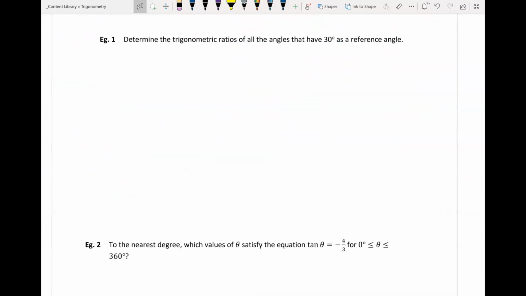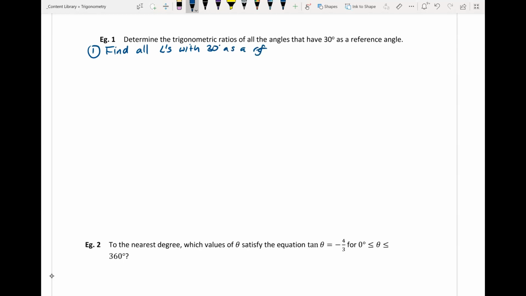Alright, so here's example 1. It says determine all the trig ratios of all the angles that have a 30-degree reference angle. So saying all trig ratios, that means we're going to look at sine, cos, and tan. Those are 3 trig ratios that we are going to concern ourselves with. And we also need to find all the angles that have a reference angle of 30 degrees. So the first thing I'm going to do is find all those angles with 30 as a reference.